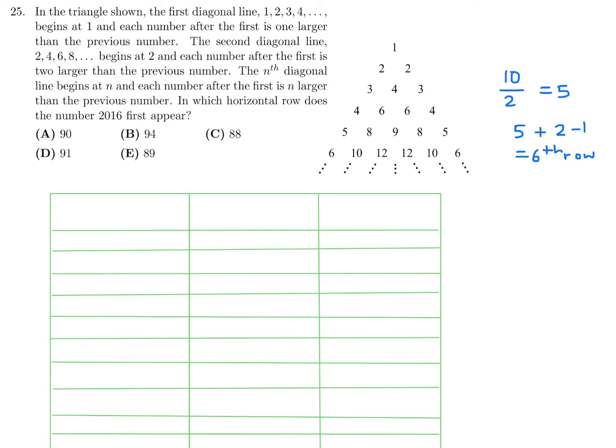Very similarly, if I asked you, when does the first 12 appear? Well, it appears in that diagonal, which begins with a 3. So you take the number 12, divide by 3, and that's the 4th entry in that diagonal. But it's not the 4th row, it's actually in the 6th row. How do you get the 6th row? You take this 4 and add to it 3 minus 1. And that gives you 6.